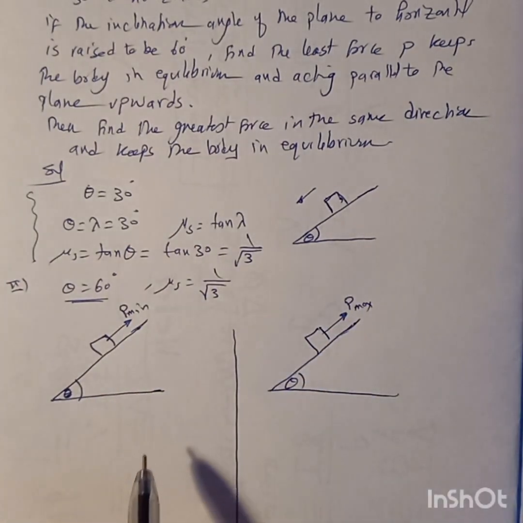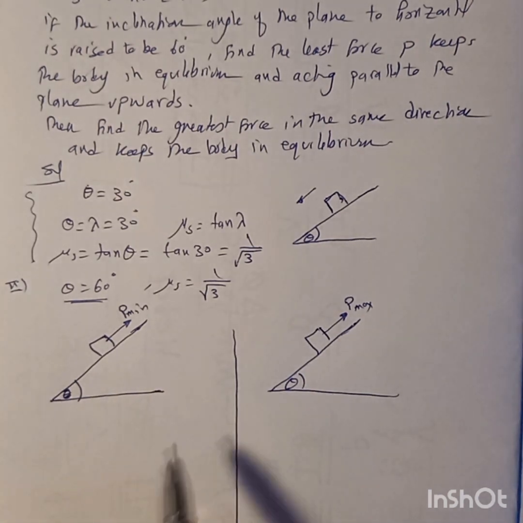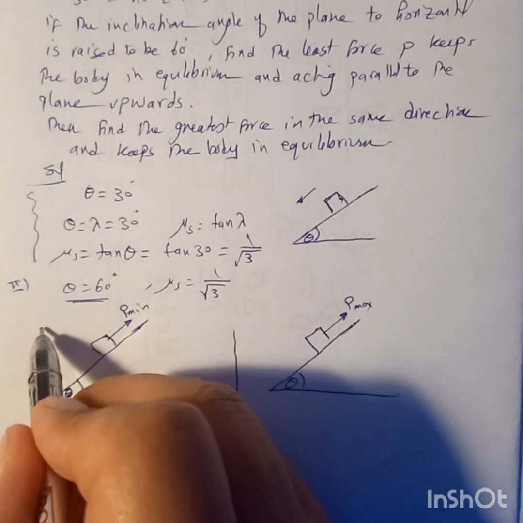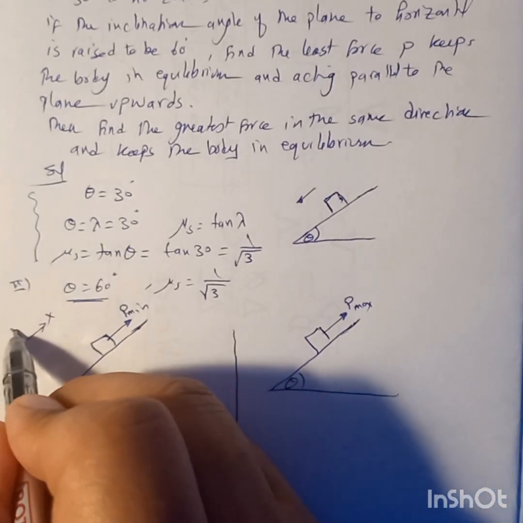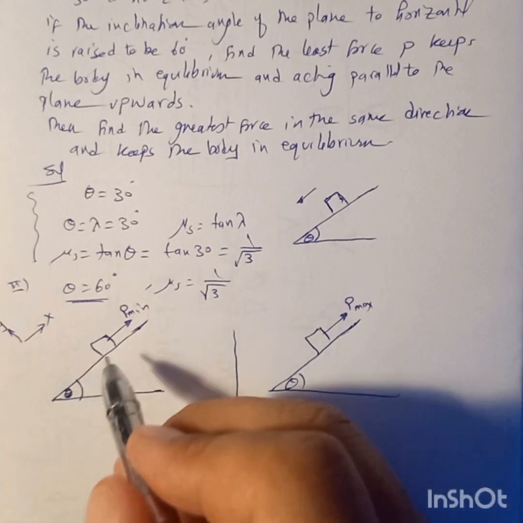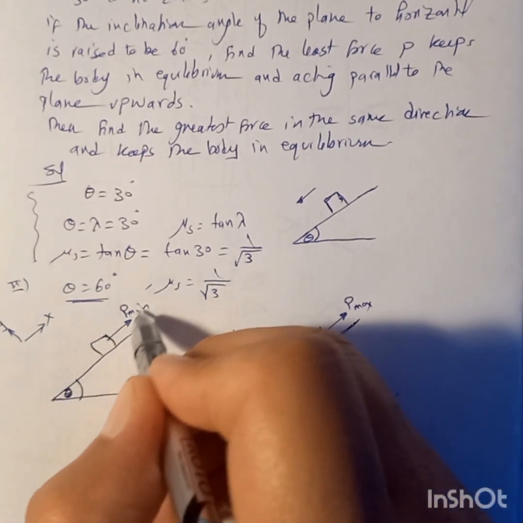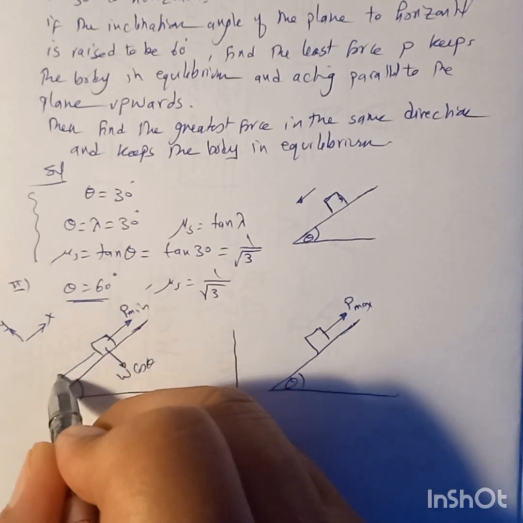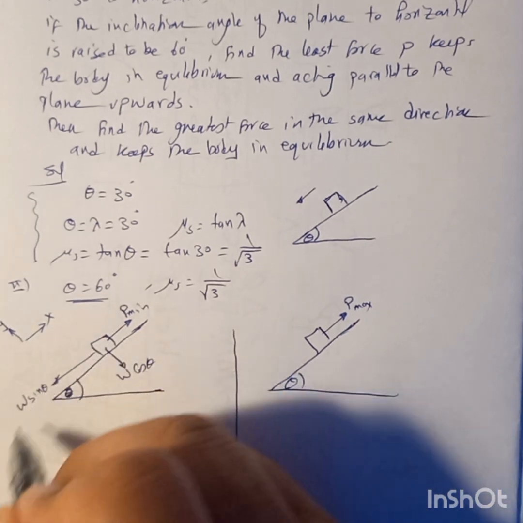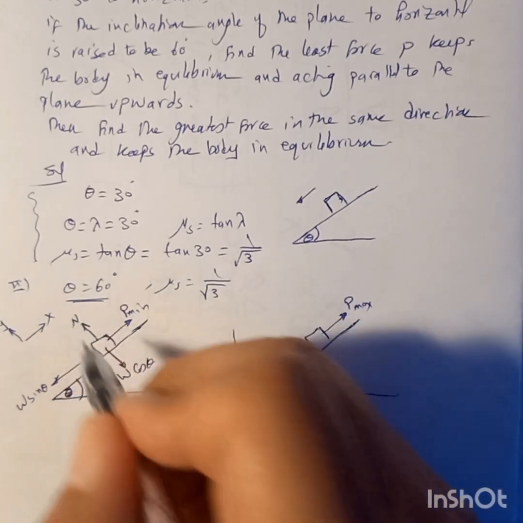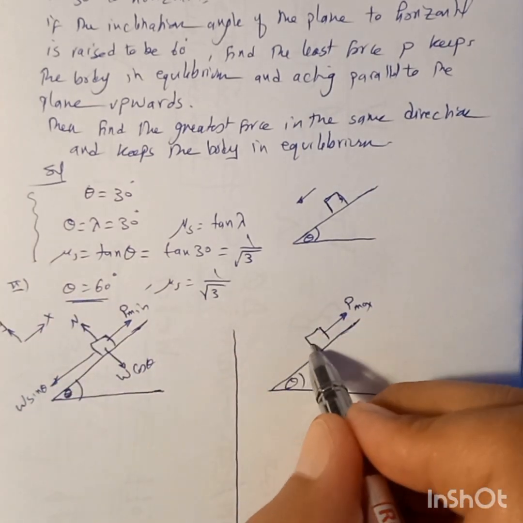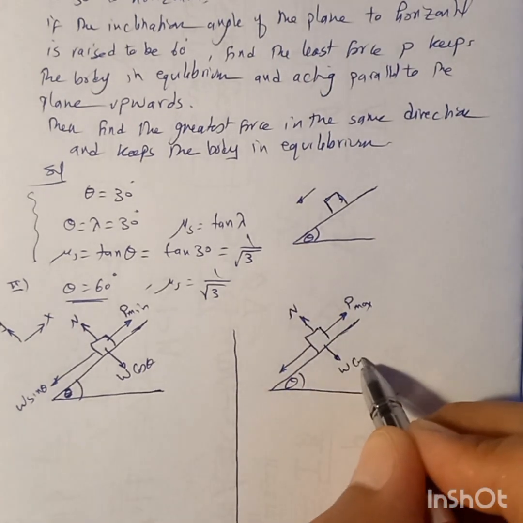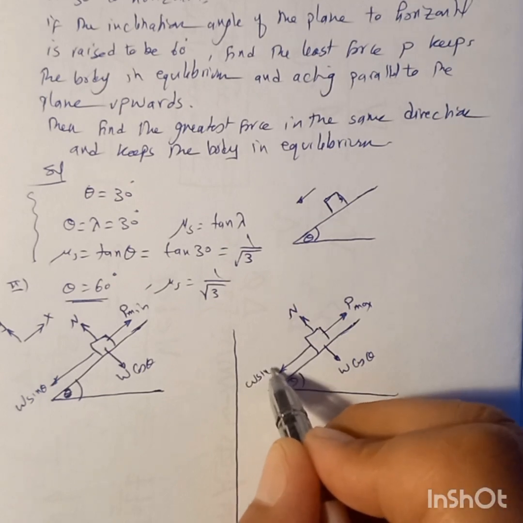Now we have to apply the steps of solution of this kind of problems. Here we have to find x and y, in this direction x and this direction y. The forces acting on this body: we have this external force, we have this weight component W cosine theta, and we have here W sine theta. We have this normal reaction. In this situation we also have the same forces, W cosine theta and W sine theta.